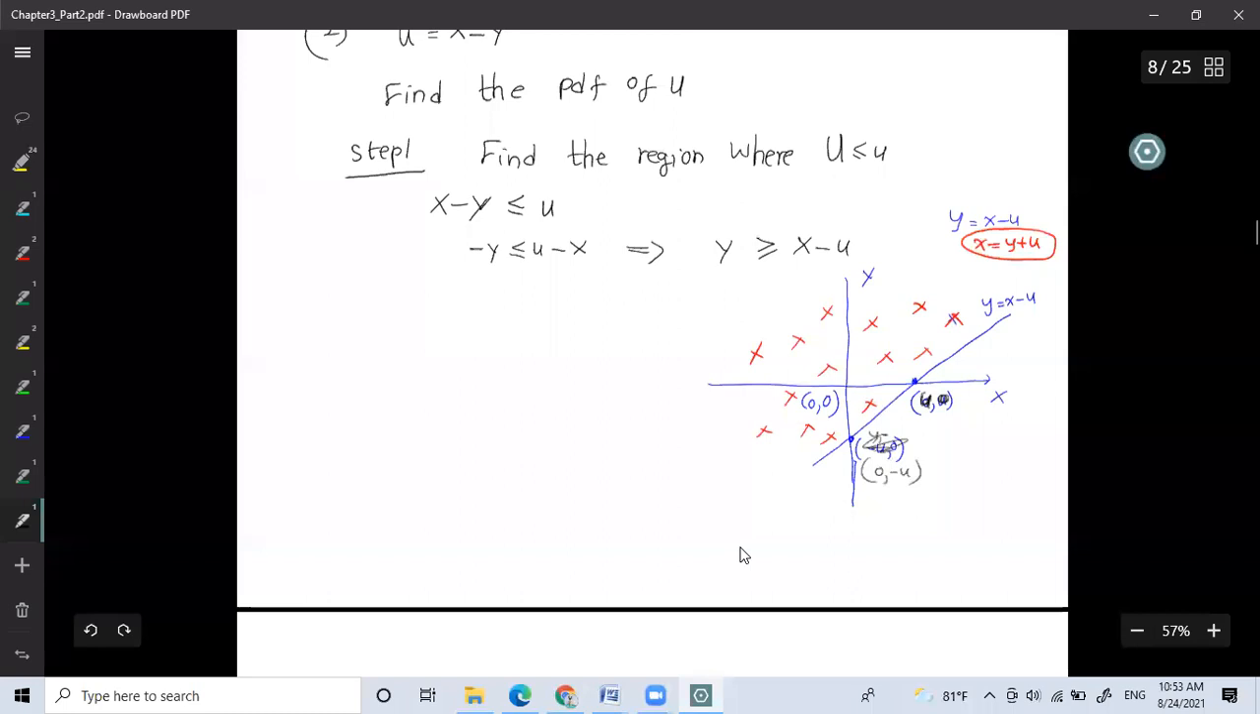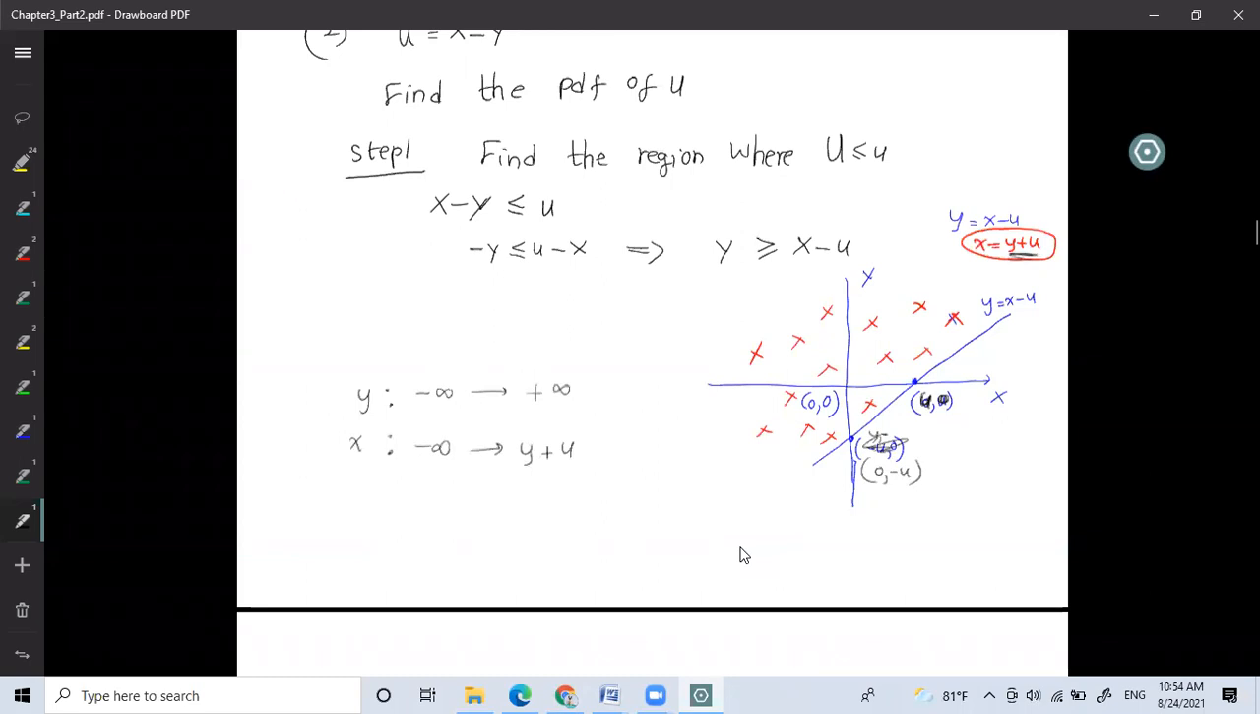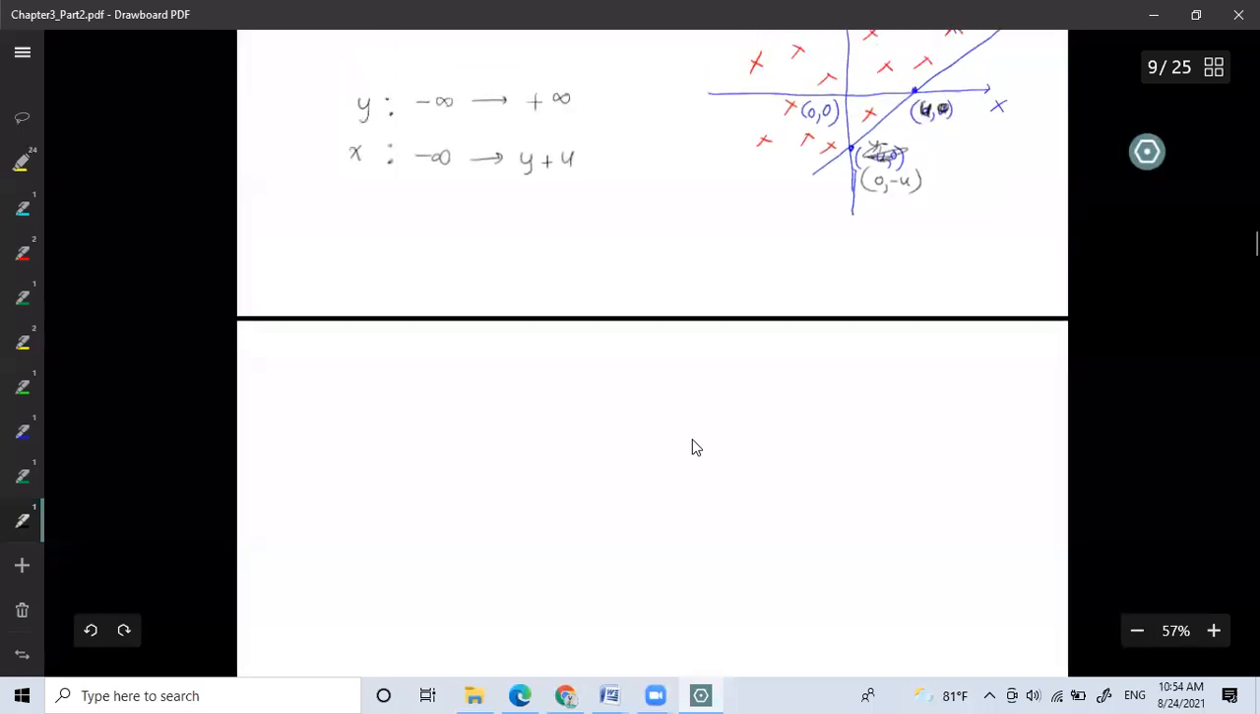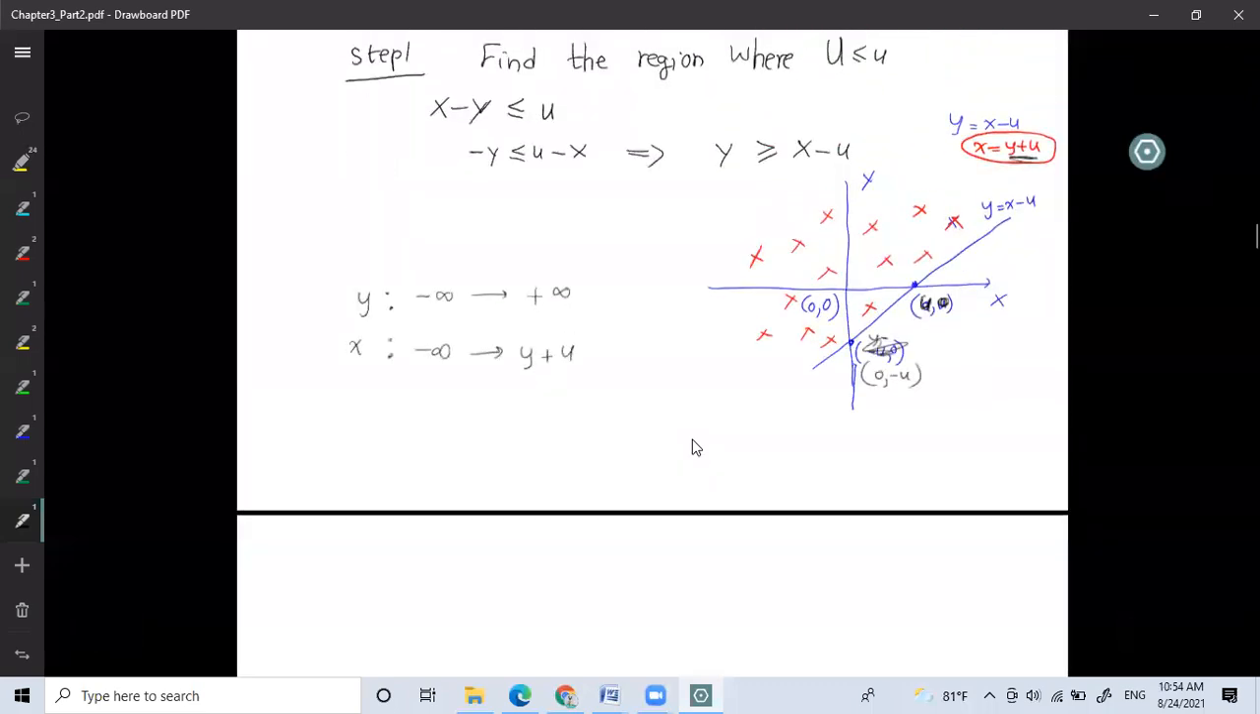Okay, so what are the limits? So I'm going to fix y. That means I'm going to give the freedom to go from negative infinity up to plus infinity. If I do that, what are the limits of x? So x can go any way further to negative infinity, no problem. But where should it stop? It should stop at y plus u or u plus y. So those are the limits of y and x. Now we can move on to the second step. Is this clear up to this limit?